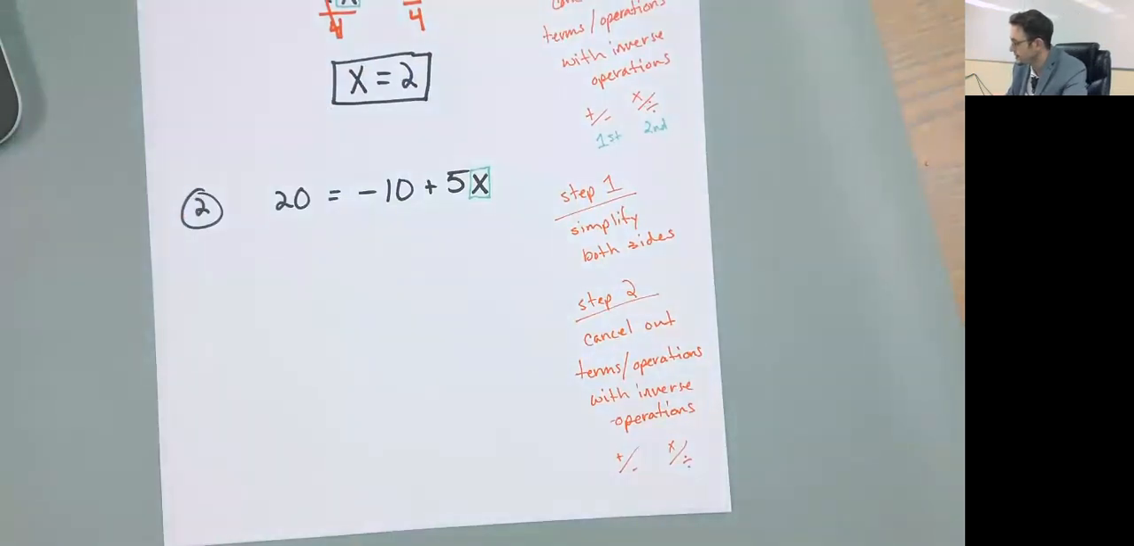Next step, cancel out terms or operations with inverse operations. Now, do you have addition or subtraction to cancel out? This equation is written a little bit tricky. Some students might say that you have addition to cancel out.